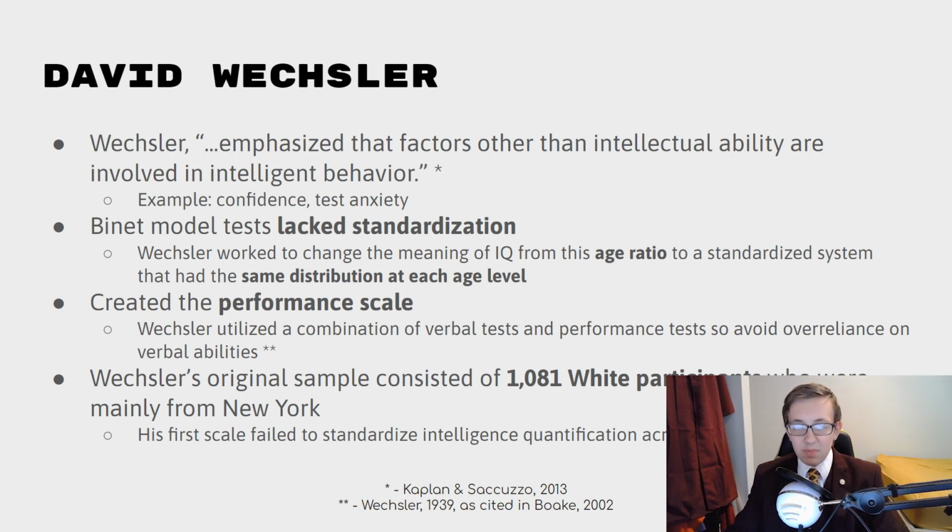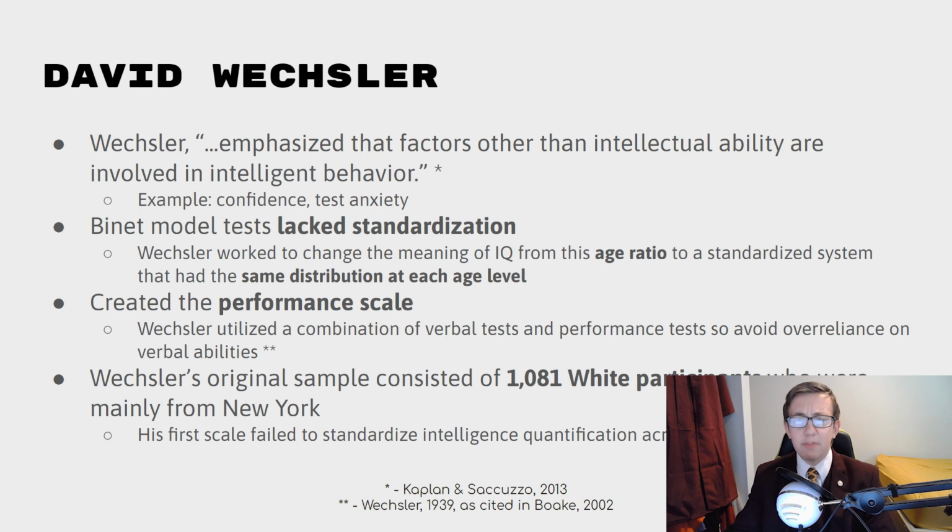Wechsler wanted to address, among other things, the lack of standardization in these Binet model tests, because these tests had different standard deviations at each age level. So 11-year-olds might have a standard deviation of 20 from the mean, while a 4-year-old might have a standard deviation of 30, with a 15-year-old having a standard deviation of only 12. It differs person to person. So he wanted to change it from an age ratio system to a standardized system that had the same distribution at each age level to make it easier to compare.